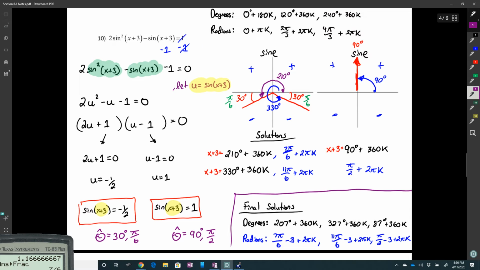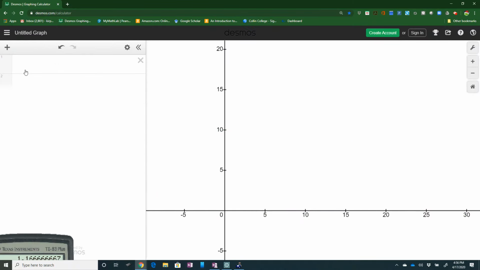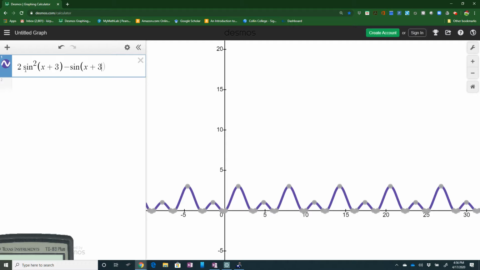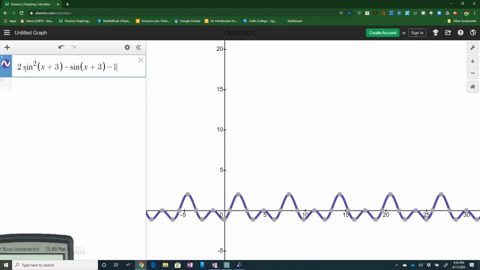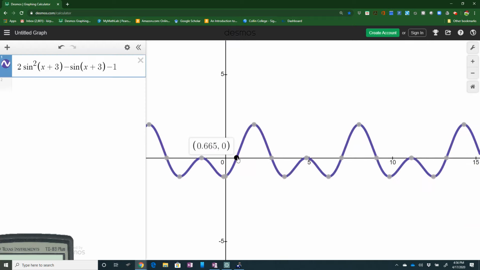Anyway, I want to show you this in Desmos because the answers that we did get do show up. So I have 2 sine squared of x plus 3, minus sine of x plus 3, and then I'll say -1. So it's a cool looking graph. Okay, so we're looking where this equals 0, or where the x-intercepts are. This is in radians, so notice that the answers I get are 0.665, 2.76, and 4.857.